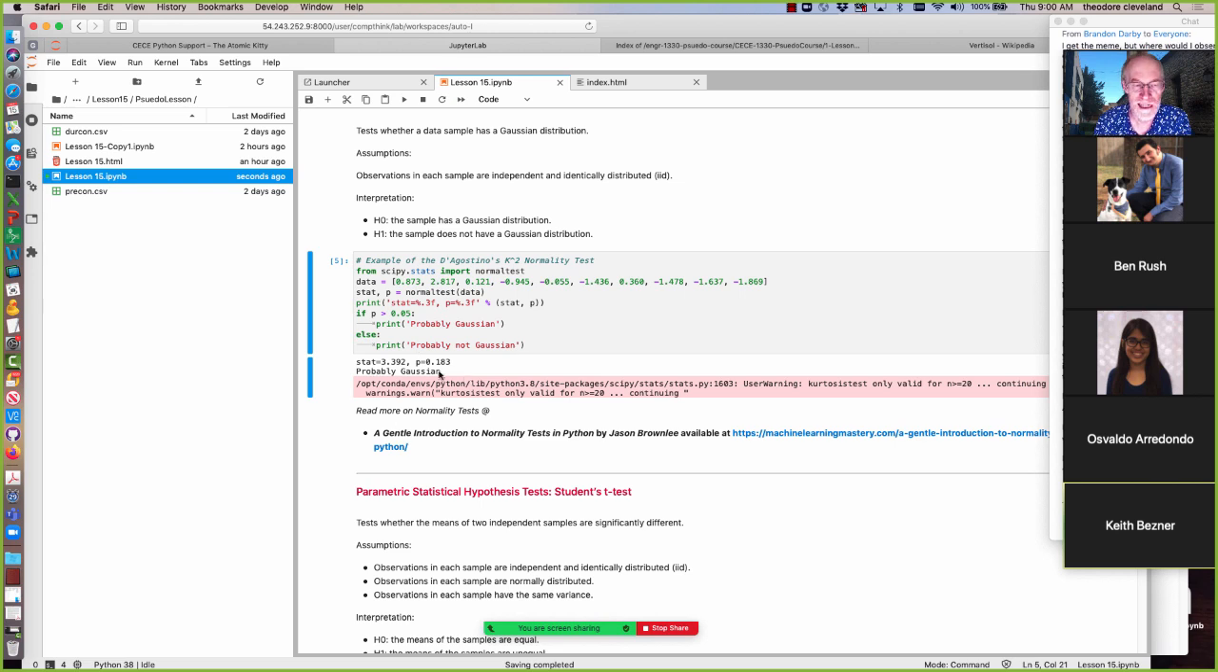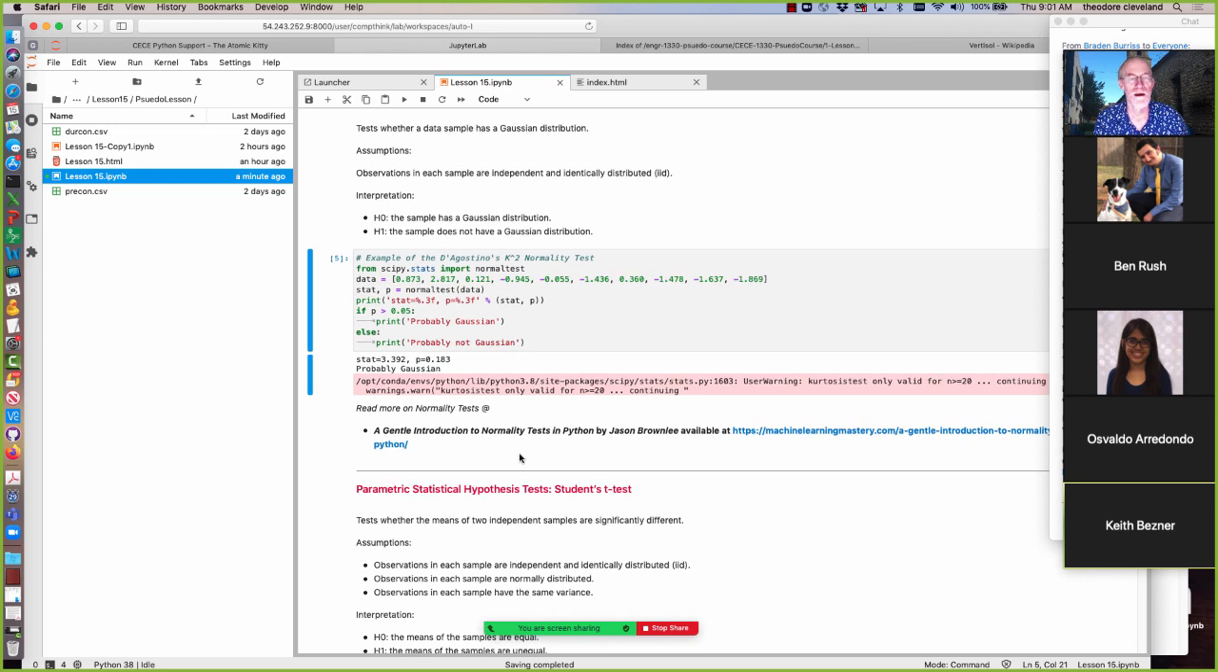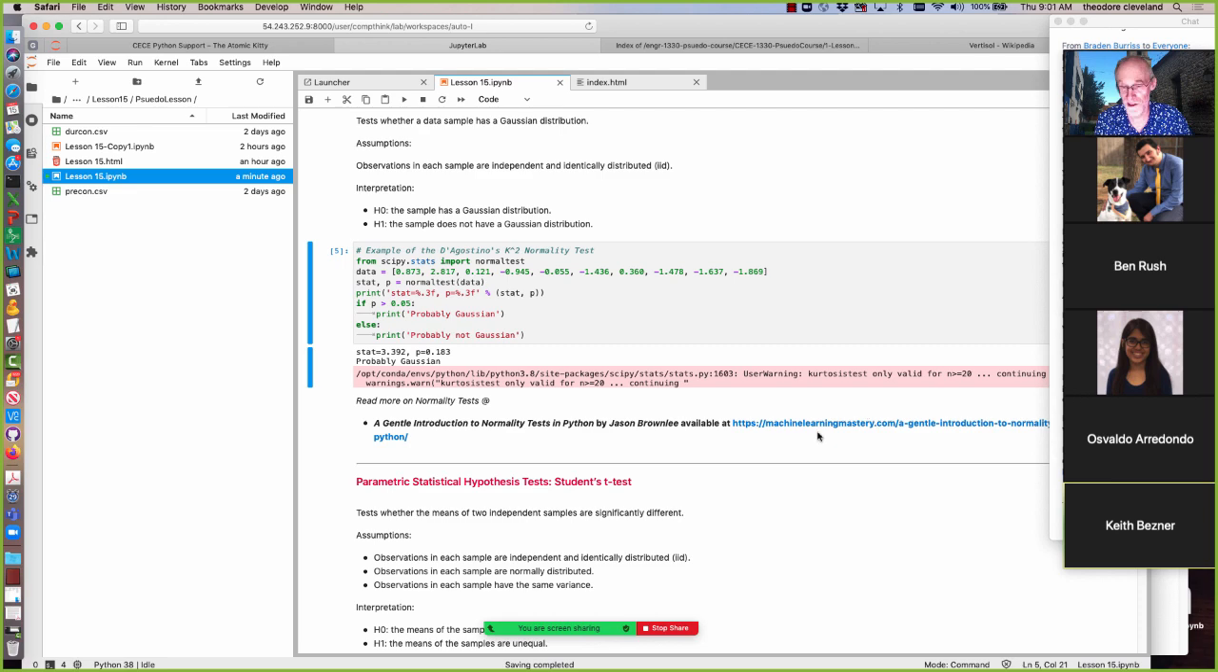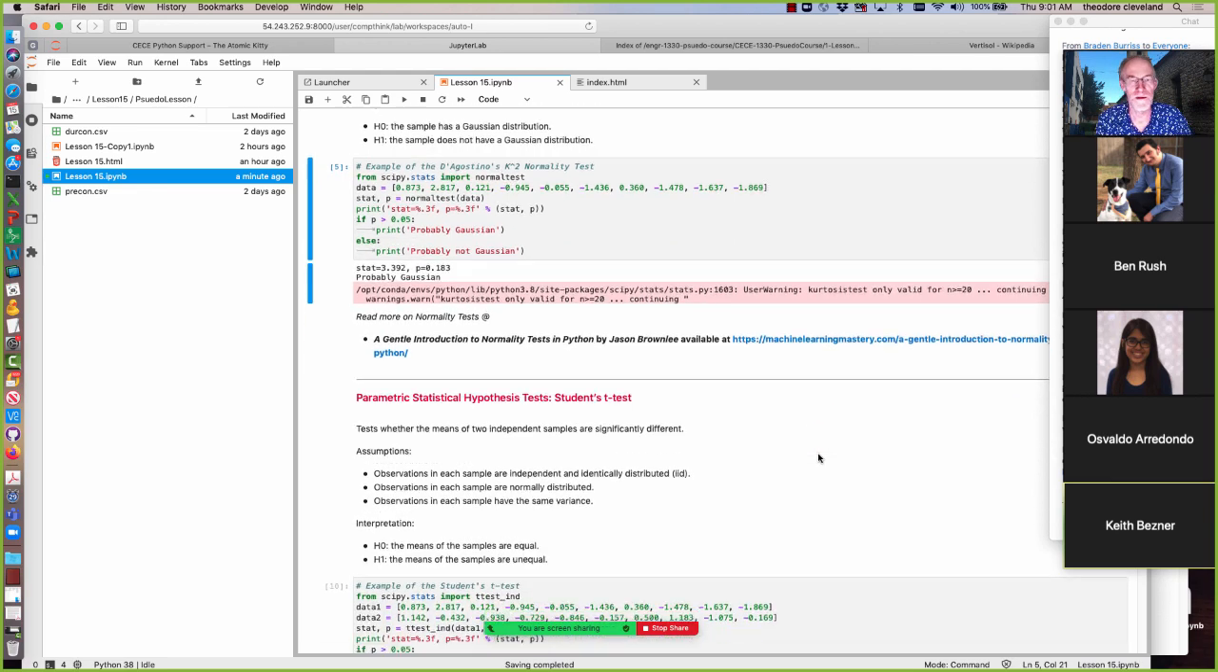And that's standard exception tracking, issuing a warning, because we as analysts can interpret that warning and go, oh, I did something that I didn't expect to do, or I can say, well, I only put in 9 values, so it makes sense to me that it's issuing a warning. To learn more about normality tests, you can look at the Gentle Introduction by Jason Brownlee at machinelearningmastery.com. So this is another blog entry, and that'll be a good one.